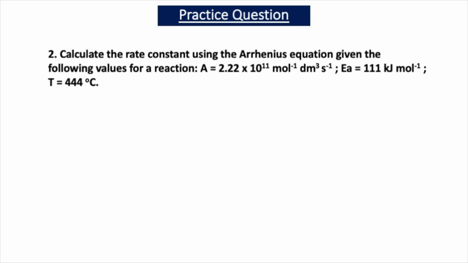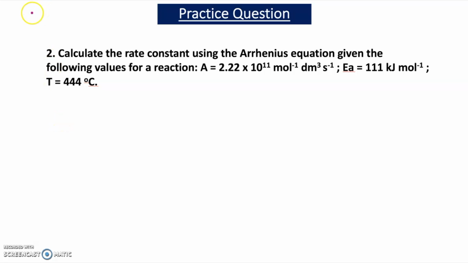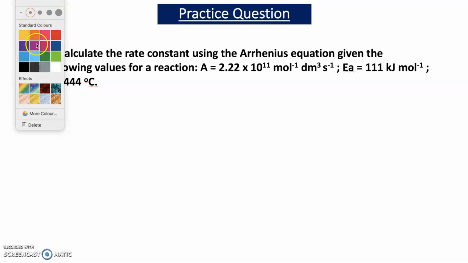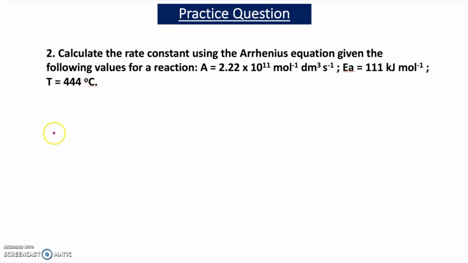So here's a second practice question. Once again, read through the question, pause the video, have a go at it, and then we'll go for the answer. So this question is asking you to calculate the rate constant using the Arrhenius equation, given the following values for a reaction. A is equal to 2.22 times 10 to the 11, and Ea is equal to 111 kilojoules per mole, and the temperature is 444 degrees C.